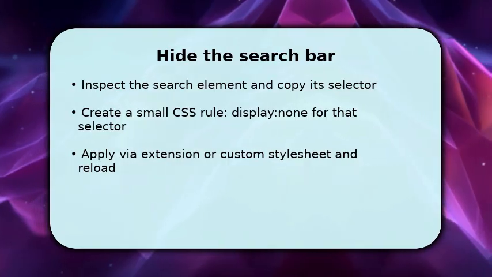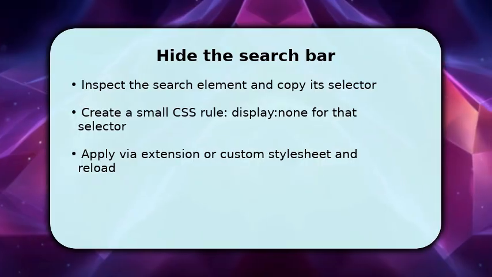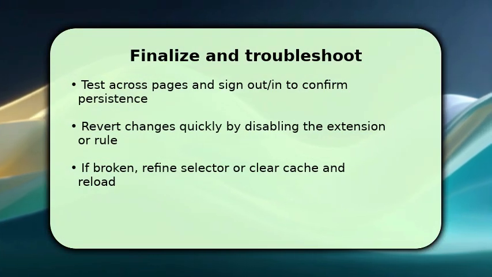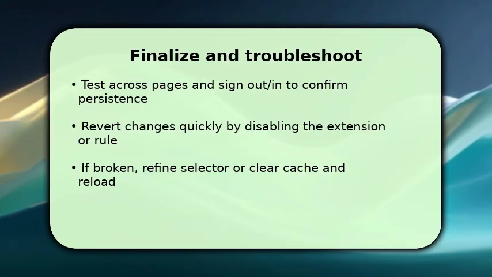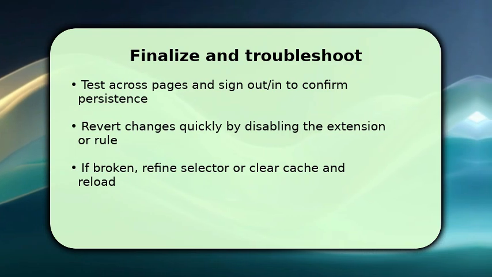After you apply the rule, reload YouTube and verify the search bar is gone. If not, refine the selector and repeat. Finish by testing multiple YouTube pages and signing out and back in to make sure the change persists. Some dynamic scripts reintroduce the bar.